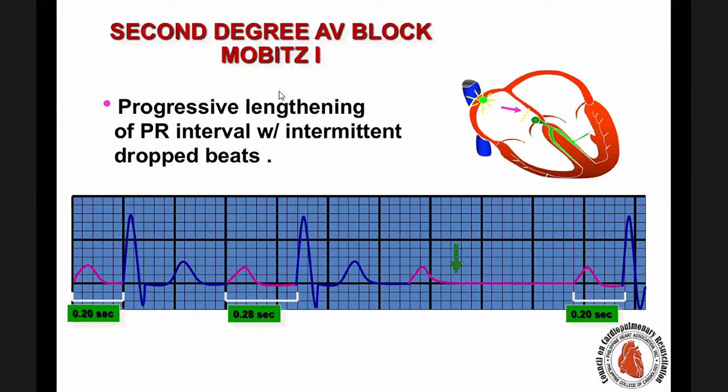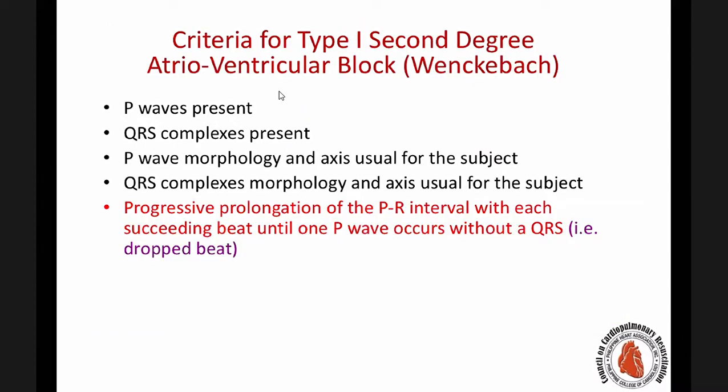Ulitin ko lang, the PR interval before the drop beat has the longest PR interval, and the PR interval after the drop beat has the narrowest or shortest PR interval in a Mobitz type 1. Okay, so there is progressive prolongation of the PR interval with each succeeding beat until one P wave occurs without a QRS.